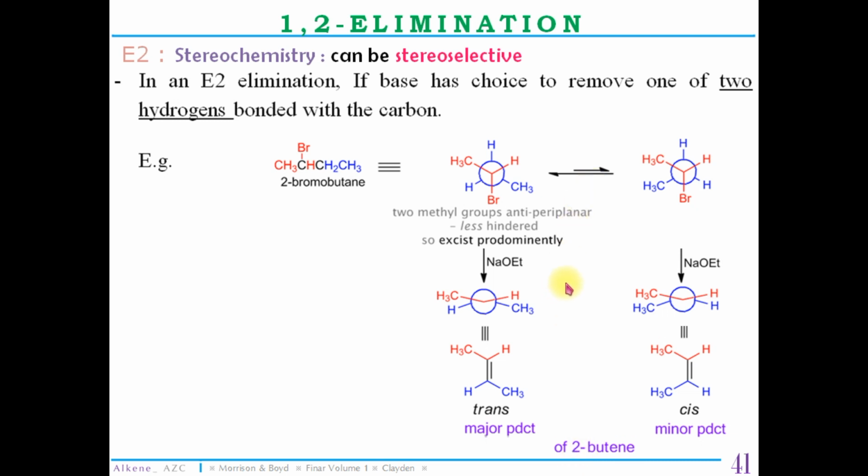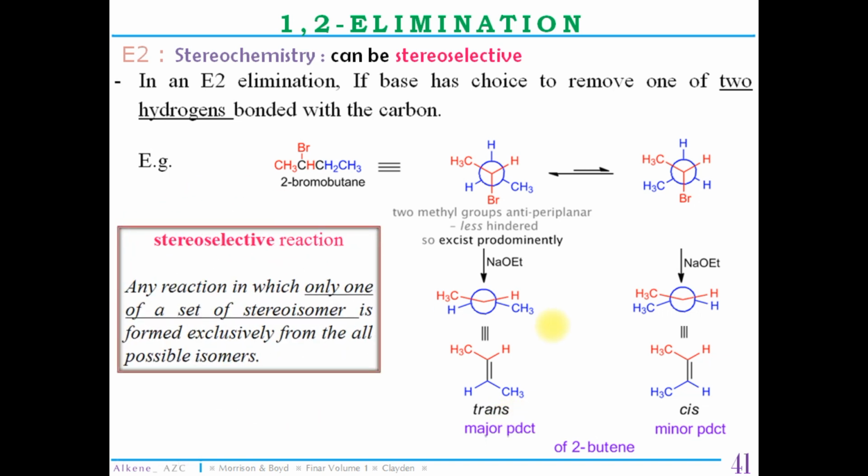So here is the example where the base has a choice to remove one of two hydrogens from the beta carbon, as there is a possibility of two conformational isomers. One of the conformations exists predominantly. The base has the choice to abstract this hydrogen predominantly, and thus we are getting only one isomer as the major product.